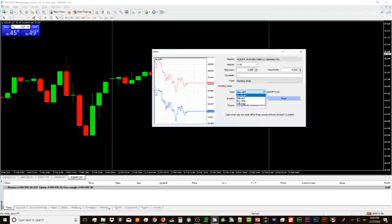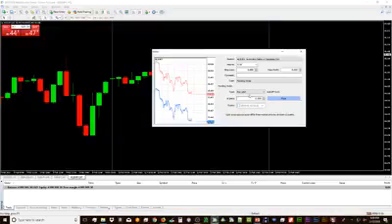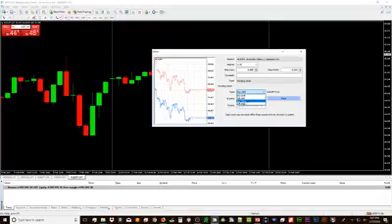Here is where you will set your buy limit, sell limit, buy stop or sell stop. Buy limit is if you think that price is going to reverse up through a pricing level, and sell limit is if you think price is going to reverse down through a pricing level. Buy stop is if you think price is just going to go straight up through a pricing level, and sell stop is if you think price is going to go down through a pricing level. So this is how you set them. You would choose buy limit or sell limit, buy stop or sell stop, based on what you think the market is going to do.